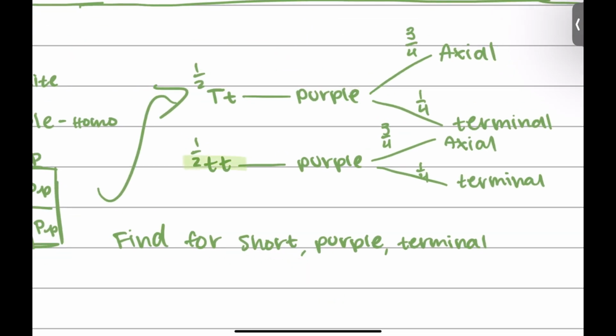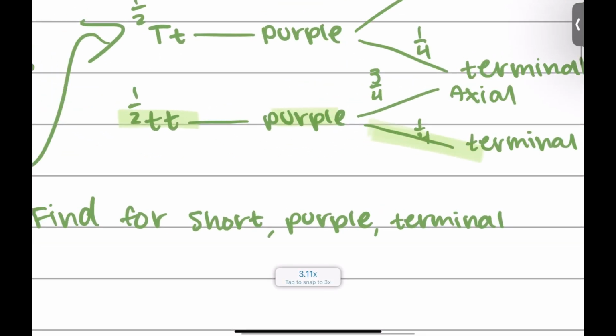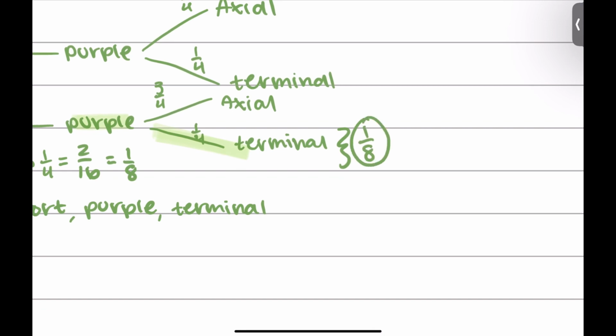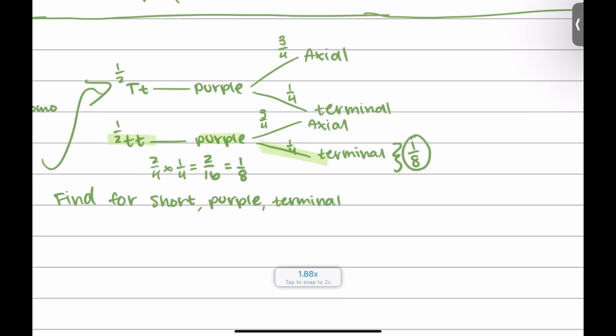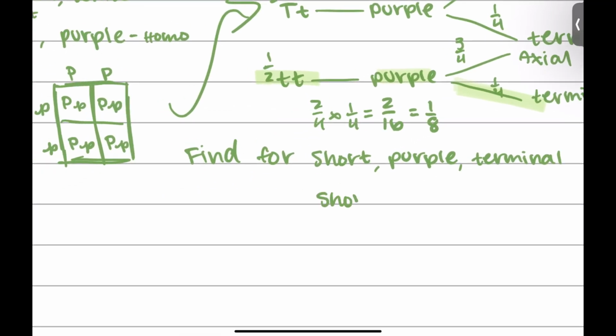So now what I'm going to do is, since it's short, we're going to multiply 1/2 times 1, but I'm going to simplify it to make 2/4 times 1/4 because of the same common factor. So we get 1/8. That's the probability of getting a short purple terminal flower.